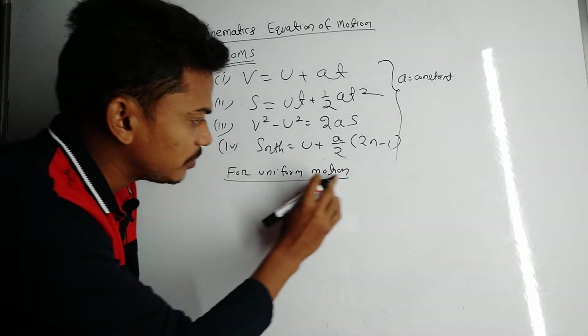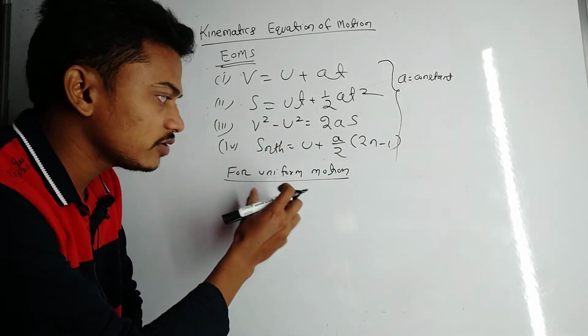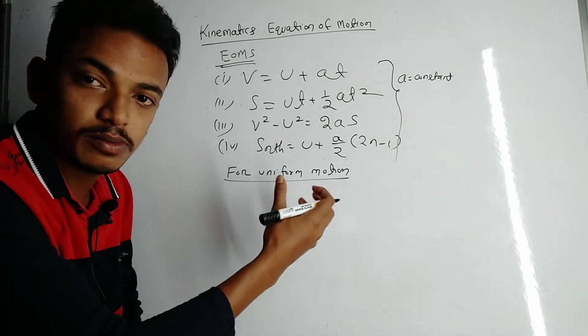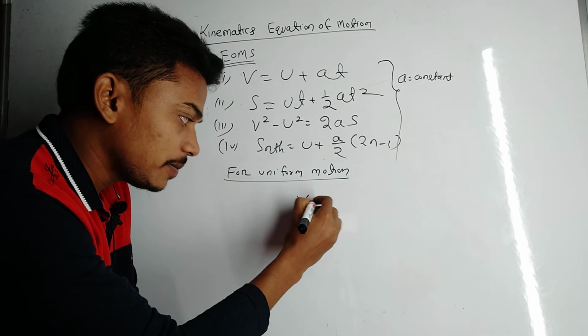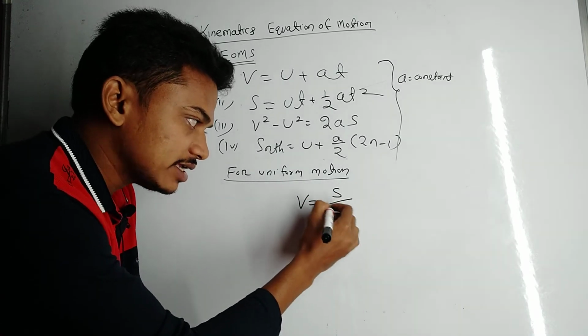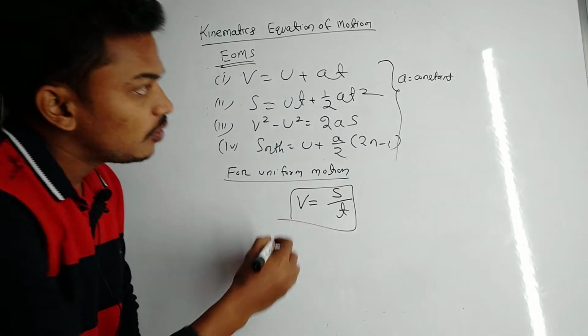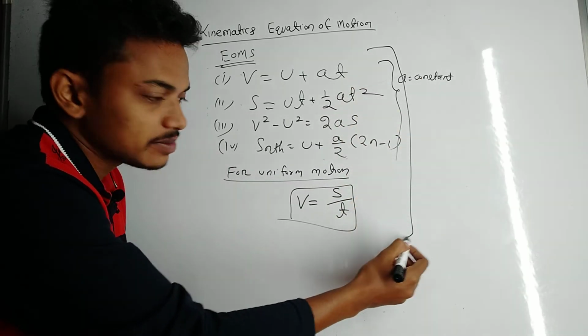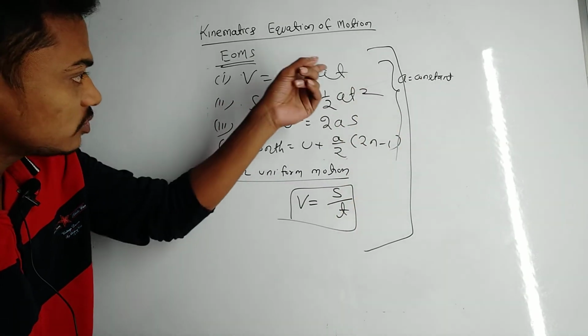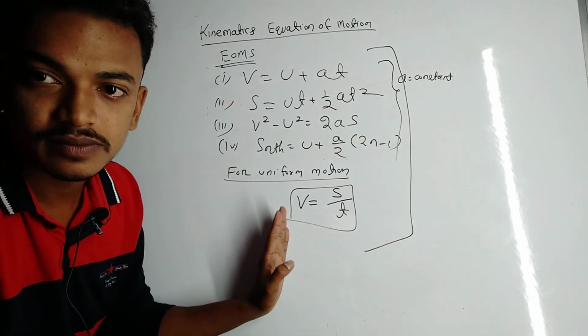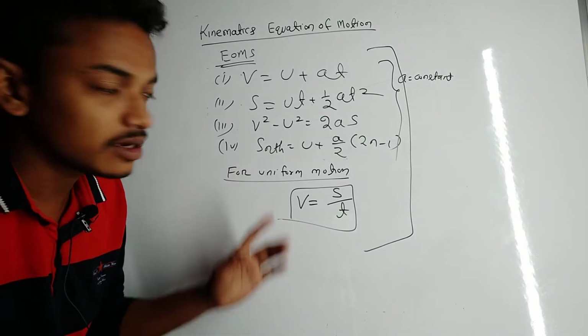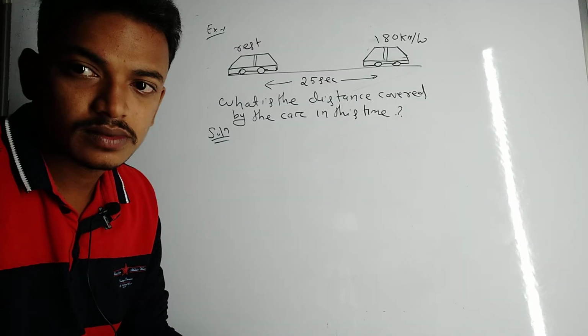Now for uniform motion, that is, a body moving with uniform velocity, only use the formula velocity equals displacement by time. All kinematics problems in one dimension can be solved using these formulas. Okay, next we go to an example.